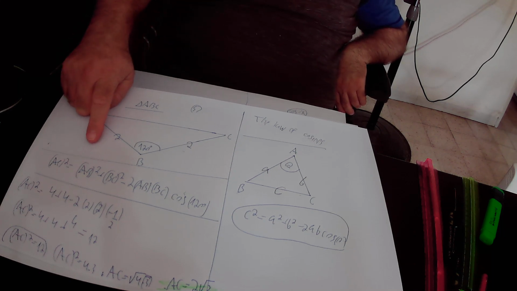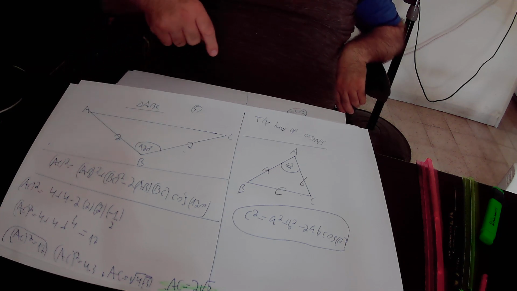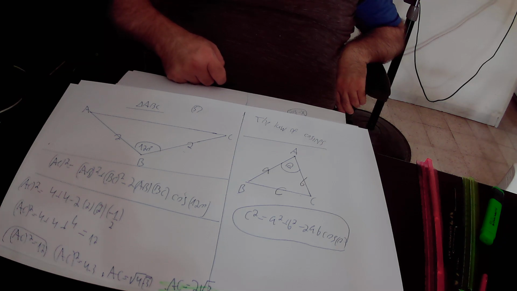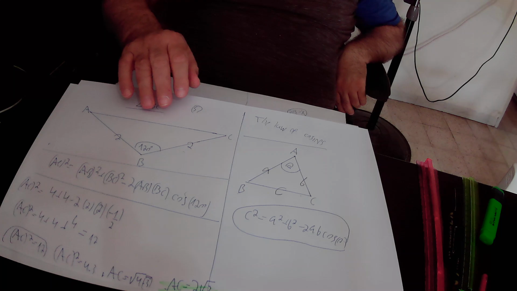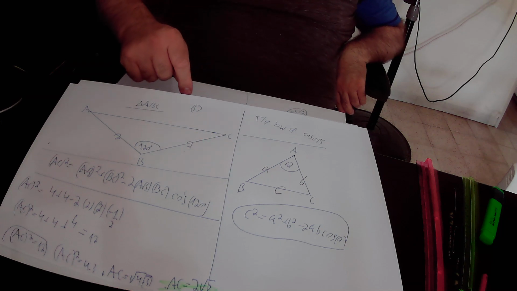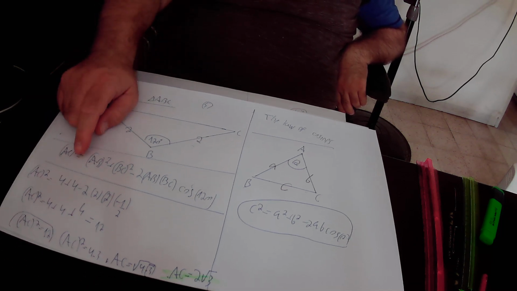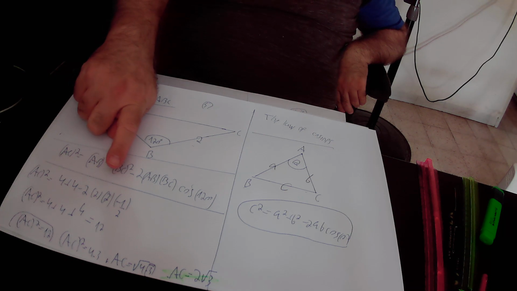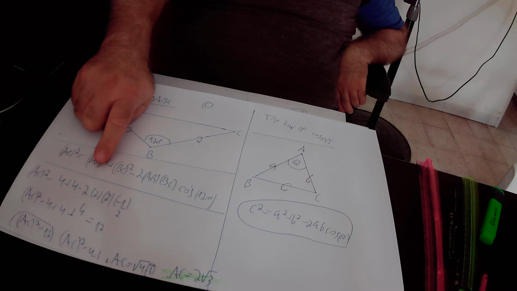So AC squared equals AB squared. AB is 2, therefore AB squared is 2 squared, that is 4, plus BC squared. BC is 2, therefore BC squared is 2 squared, that is 4. Okay, and we have cosine 120 degrees, that is minus 1/2. So in conclusion, we found out that AC squared equals 4 plus 4 minus 2 times 2 times 2 over 2. 2 over 2 is 1, so in total we have only 2 times 2, that is 4.